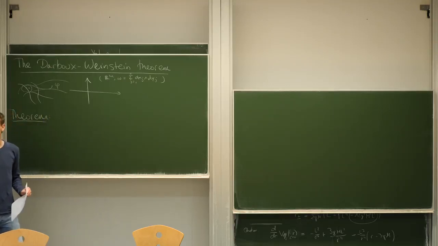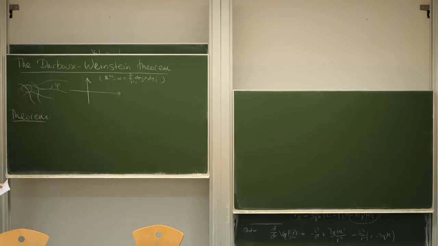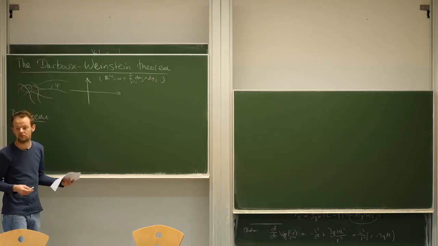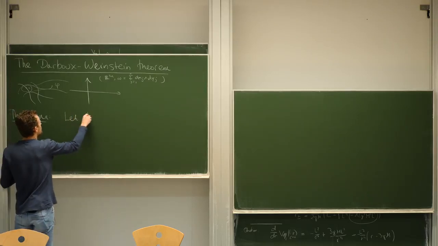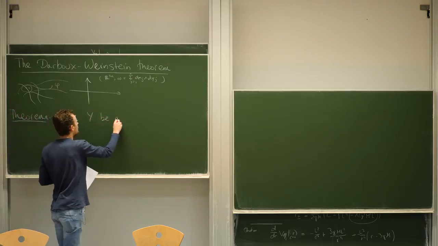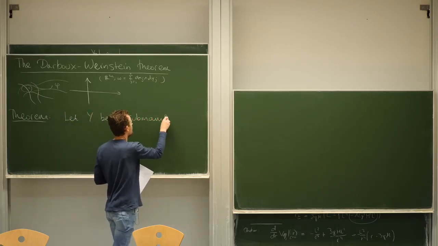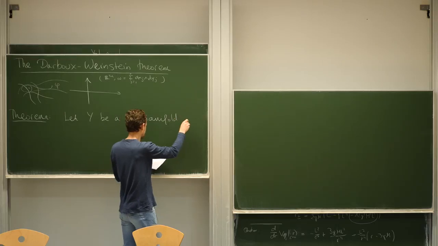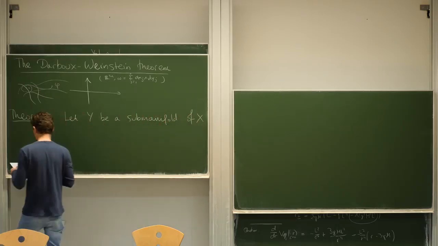Now we're not just going to prove this result here. We're going to prove something a little bit more general, which is this. Not just how symplectic manifolds look around points, but around submanifolds. So the theorem we're going to prove today is going to include this as a corollary. And it goes as follows. Let Y be a submanifold of X, some symplectic manifold.